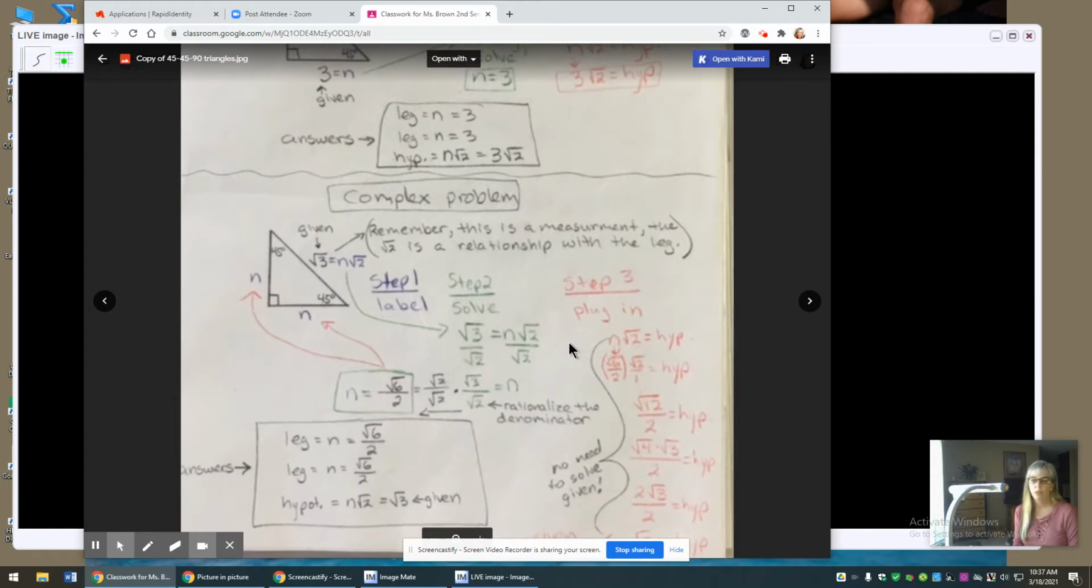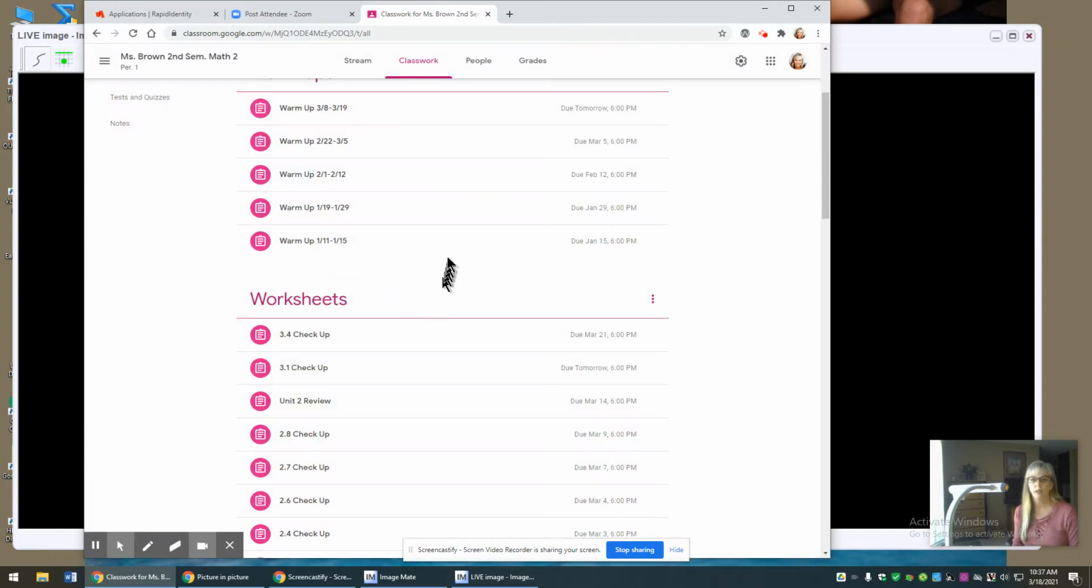I recommend you keep your notes out in front of you while you're doing these problems, especially the first page of notes. And then if you get stuck, you might look at those sample problems that I posted.